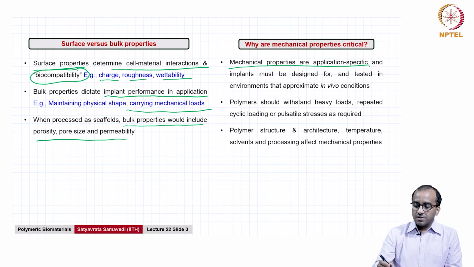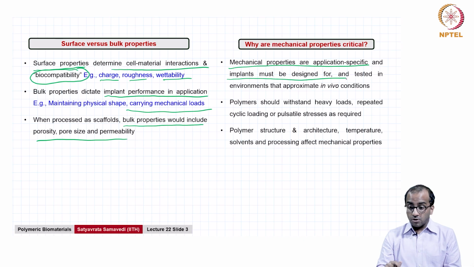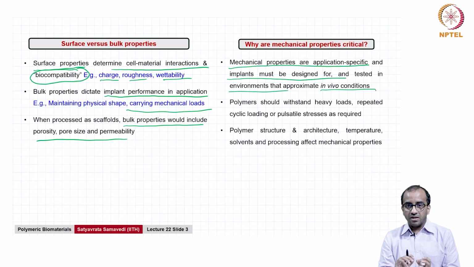And what is very important is any implant that you are planning to use has to be designed for and also tested in appropriate environments that approximate in vivo conditions. So, there is a specific site of implantation that you are thinking about, or a specific location within the host where the material is going to be deployed or the device is going to be deployed, and those locations are associated with specific microenvironmental conditions, what we are calling here in vivo conditions. So, those in vivo conditions must be accounted for or kept in mind when you are designing the material itself.